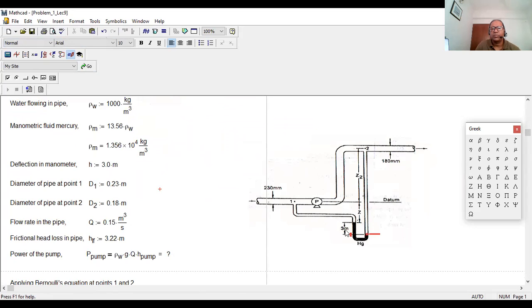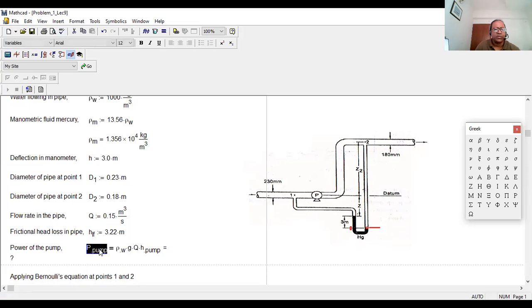Deflection in the manometer is 3 meter. Diameter of the pipe D1 is 280 millimeter, so converting to meter, 280 divided by 1000 is 0.28 meter. Flow rate Q is given in the problem. Frictional head loss is given, HLF 3.22 meter. The power of the pump you need to figure out. Power of the pump equals rho G Q H pump. That is the power of the pump that you need to figure out.